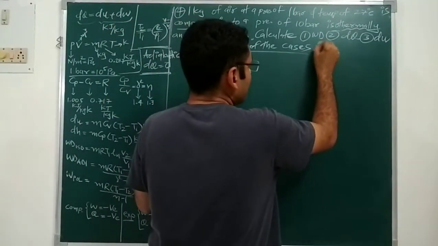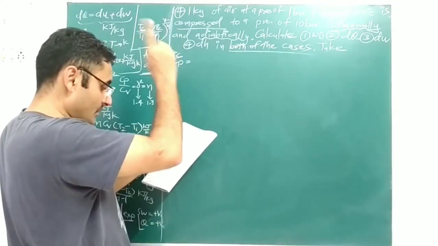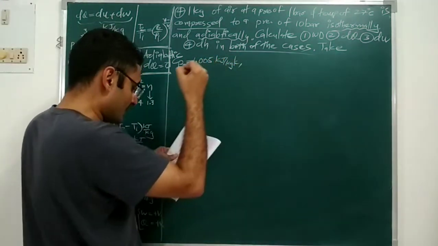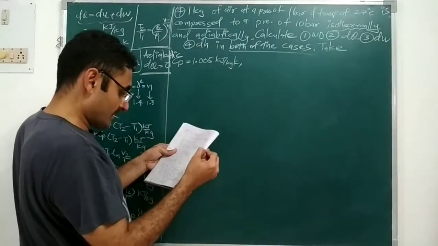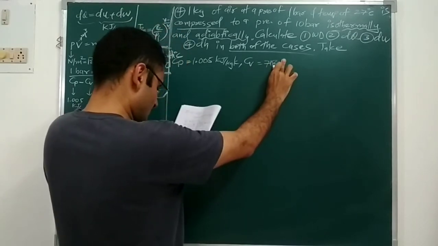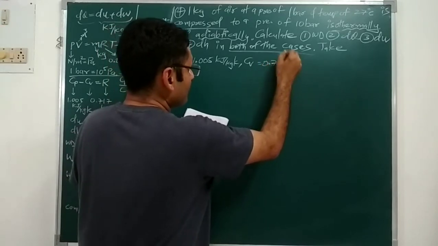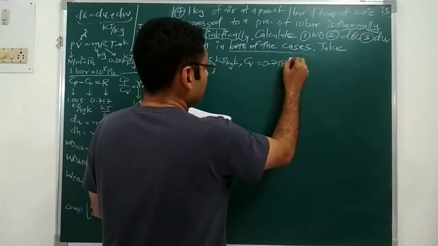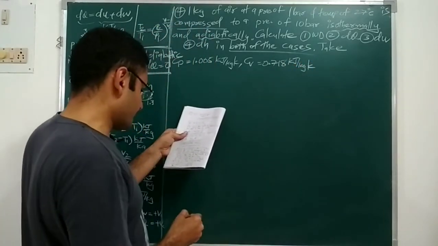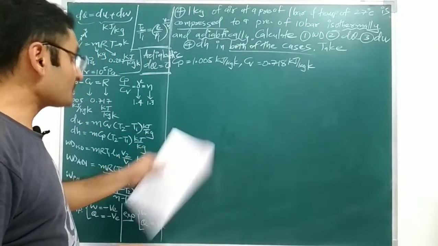Okay. Over here, take CP. The CP value is given, that you have to consider 1.005 kilojoule per kg Kelvin. Then is the value of CV given or not? Yes, it is given. CV is 0.718 kilojoule per kg Kelvin. CP and CV are given, R is not given, so we will assume R. Clear? Now, how will I solve this example?